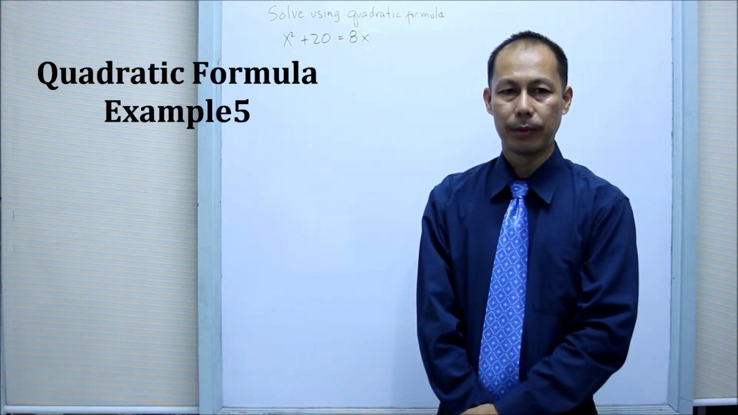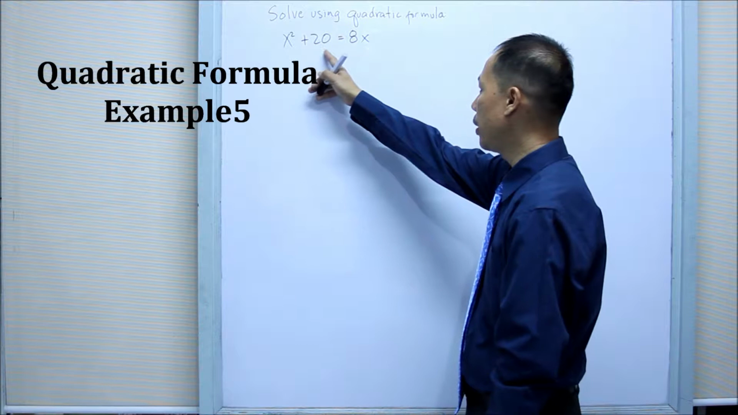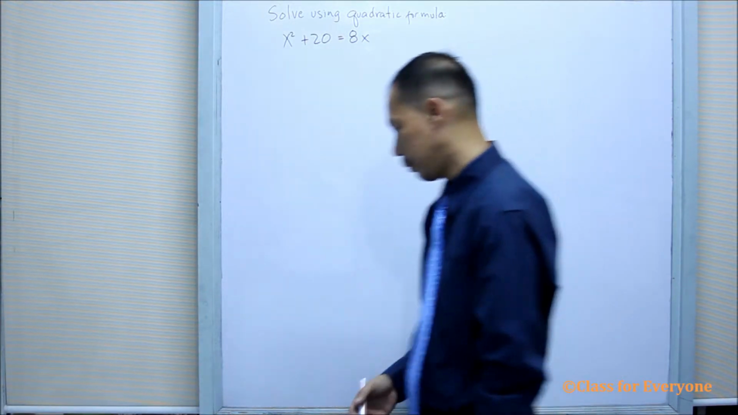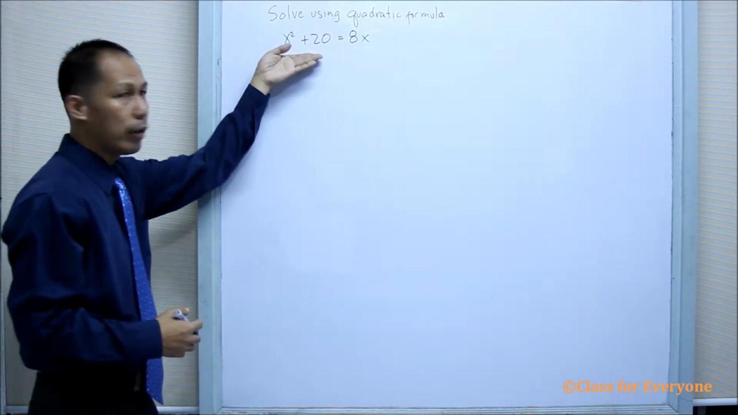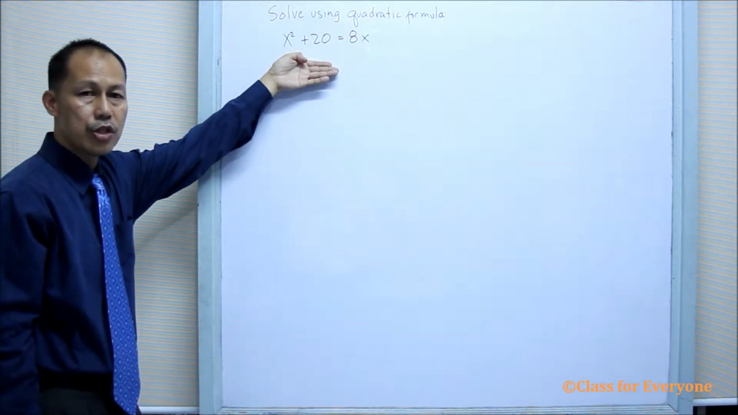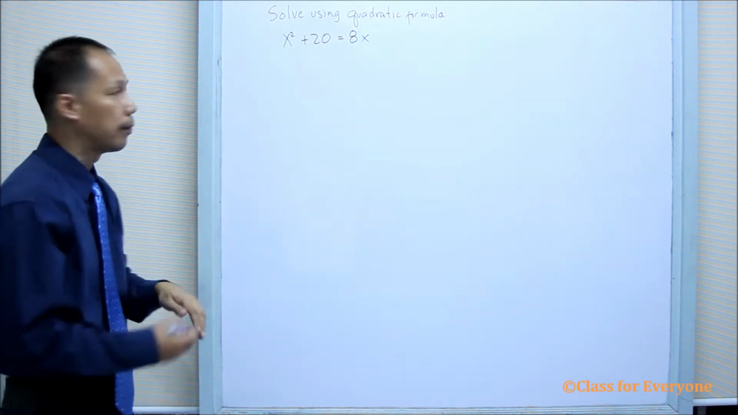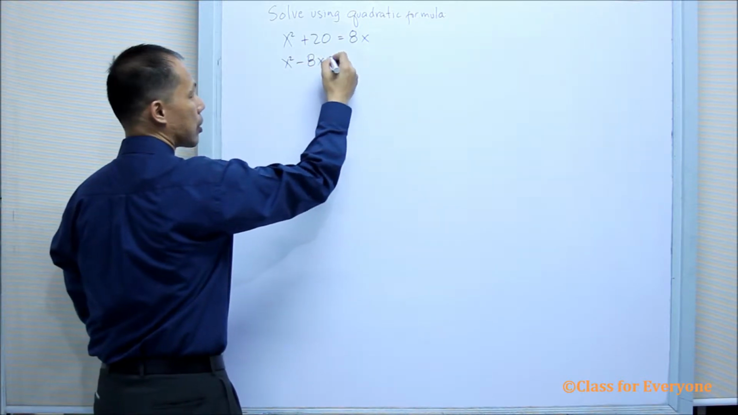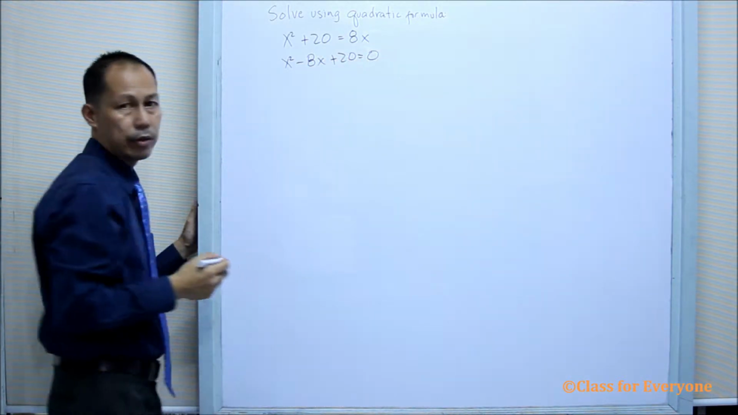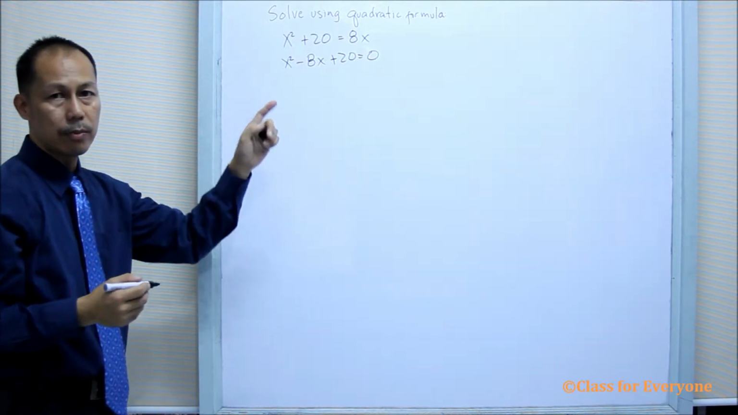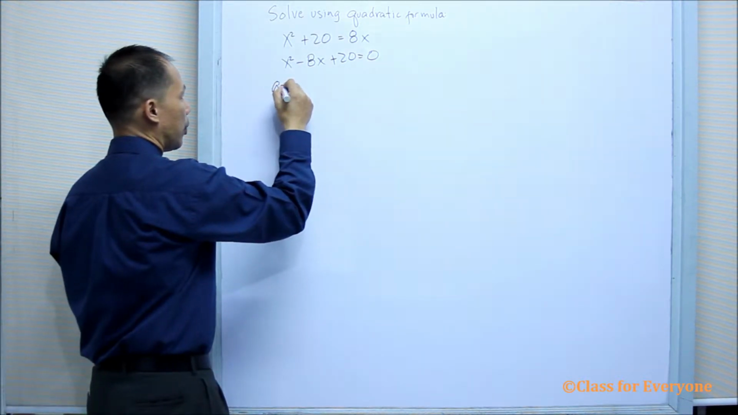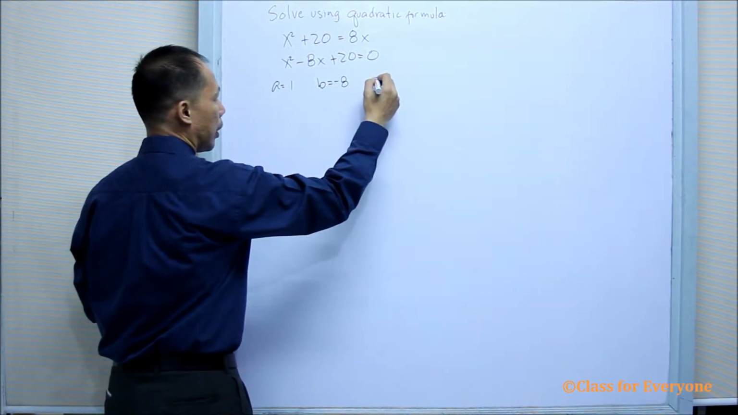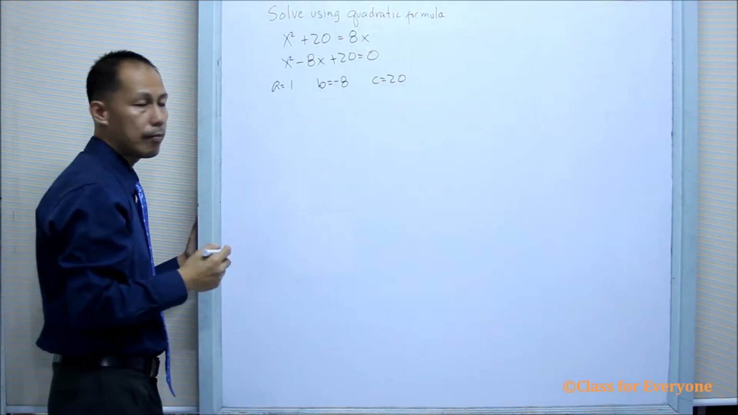We have another example, x squared plus 20 equals 8x, wherein we are using the quadratic formula to solve this equation. You'll notice that the equation is not yet in standard form, so the first thing that we're going to do is to arrange the equation. So we'll have x squared minus 8x plus 20 equals 0. We can now identify the values of a, b, and c, wherein a is equal to 1, b equals negative 8, and c equals 20.